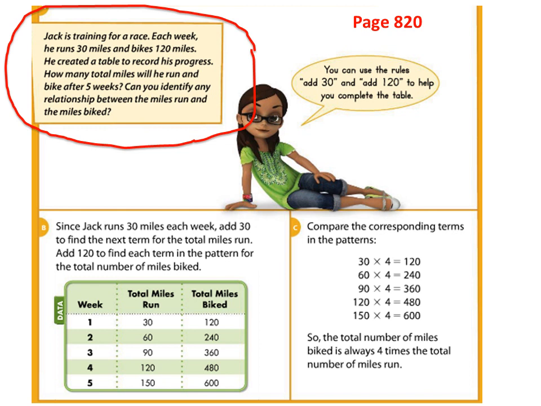Now, using this table, in the first week, he ran 30 miles and biked 120 miles. After 2 weeks, 60 miles and 240 miles, then 90 miles and 360 miles. Now, try to deduce a relation between the total miles he ran and the total miles he biked. What's the relation between 30 and 120? Yes, 120 is 4 times the 30 and 240 is 4 times the 60.